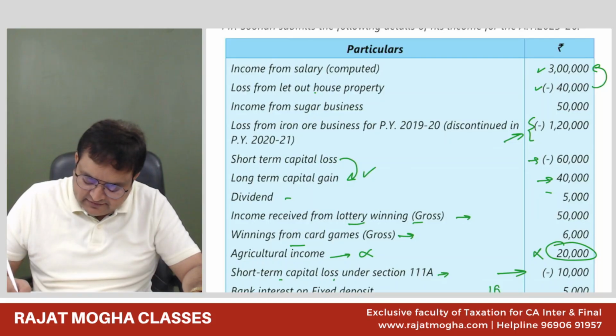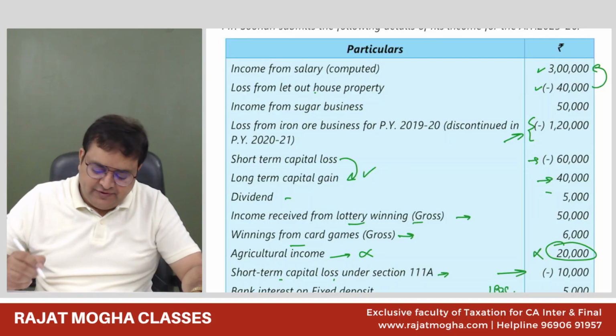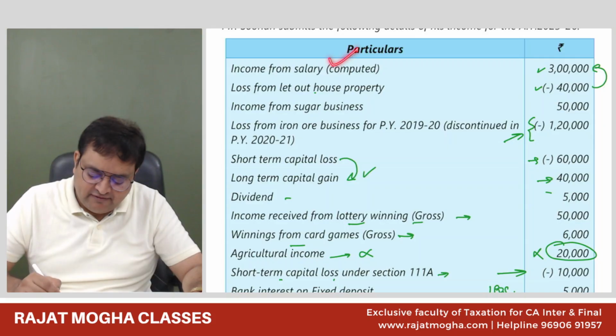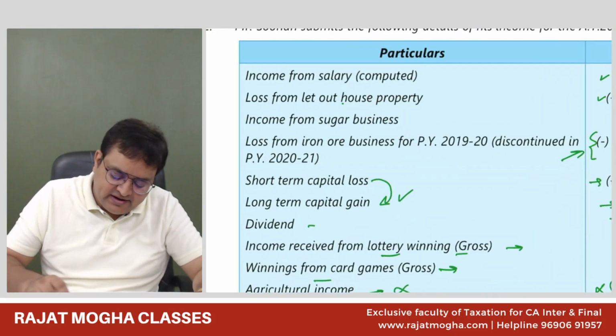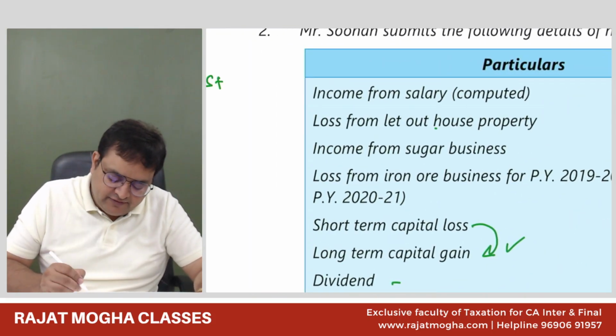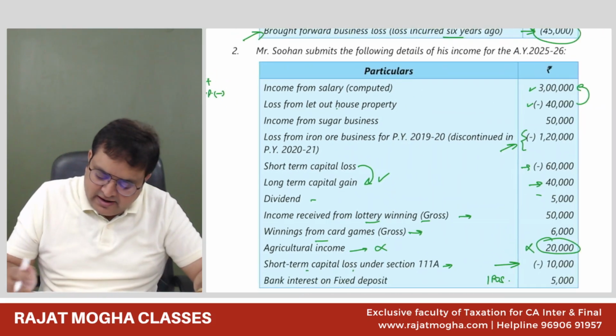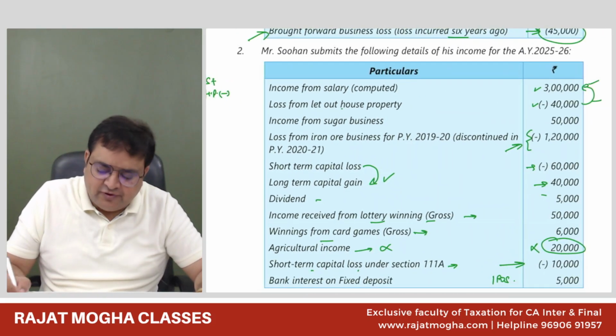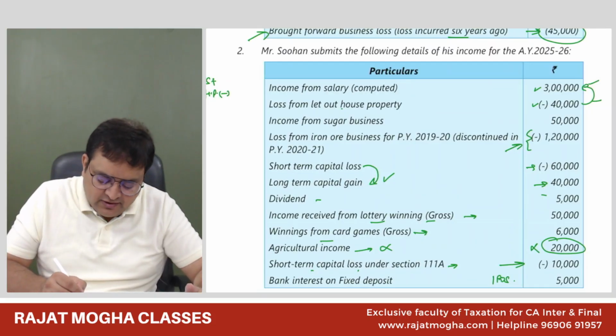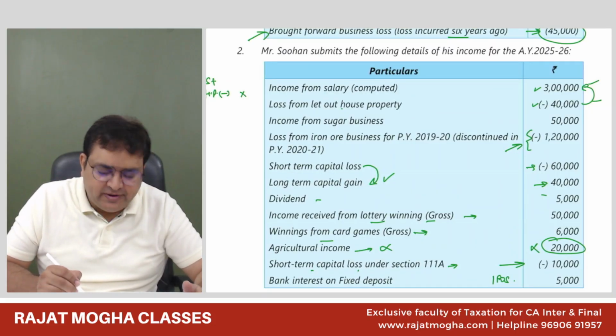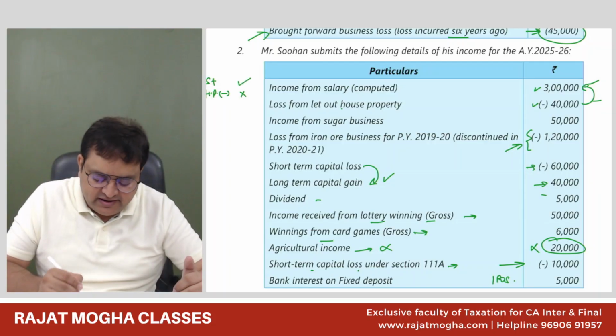Okay. Bank interest on fixed deposit. This is IFOS. So we have salary income also, and we have house property income also. Salary income is positive, and house property income is negative. Salary income is 3 lakh, house property loss is 40,000. 40,000 can easily be set off. So ultimately we will not get house property income; it will be set off from our salary income.